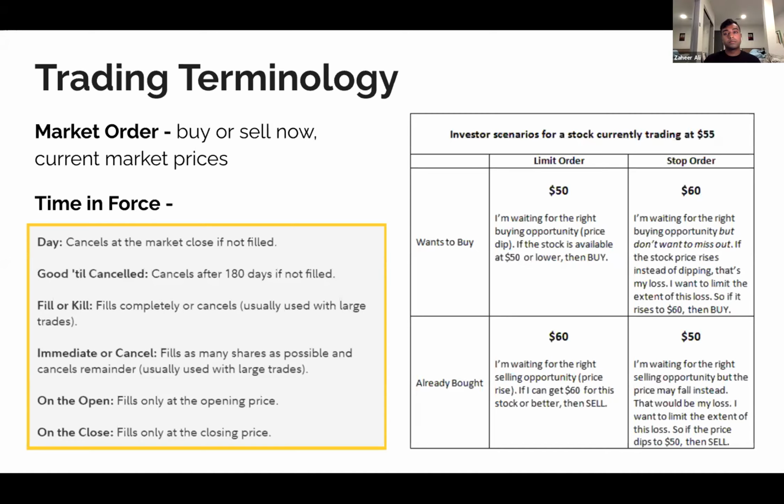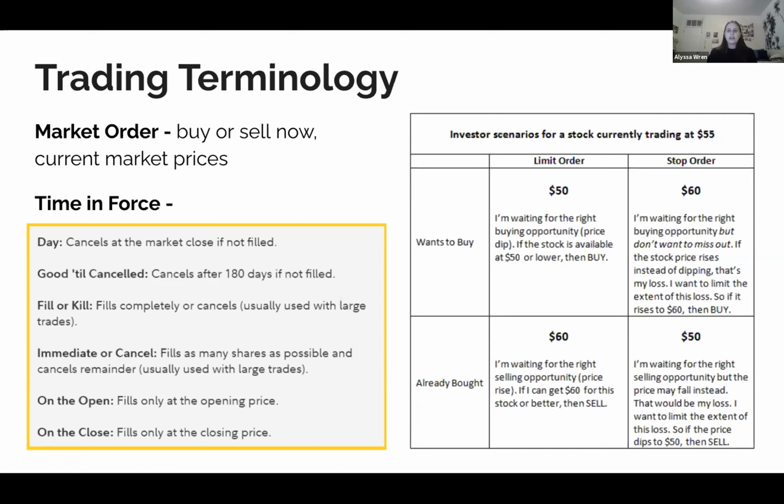Stop orders, on the other hand, will activate a market order once a specific price has been met as well. But the way I think about stop orders is it prevents you from losing more. So let's say, again, the $55 example, you want to buy a stock, you're hoping it's going to go down, but instead it starts going up and hits $60 and you have a stop order at $60, which is basically saying you were hoping it would go down, but you don't want to continue to miss out on the stock that's appreciating. So your broker will purchase it for you at $60 so you don't continue to miss out.